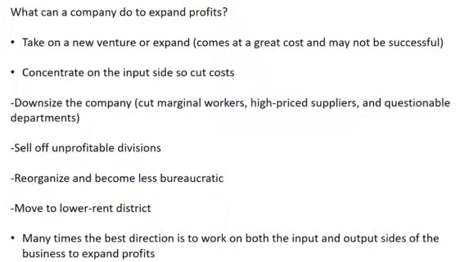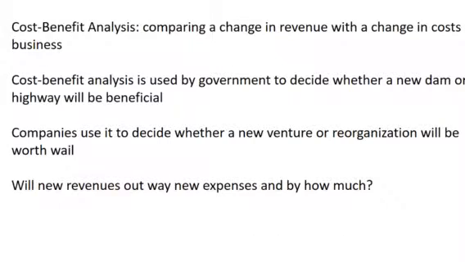So what are the many different ways we can make things more effectively and efficiently and give customers exactly what they want? Cost-benefit analysis is literally just comparing a change in revenues with a change in costs in the business as your way of determining whether or not you should make that decision. Cost-benefit analysis is used by government to decide whether a new dam or a new highway will be beneficial, for instance. And it's a very utilitarian approach to deciding whether or not to do it.